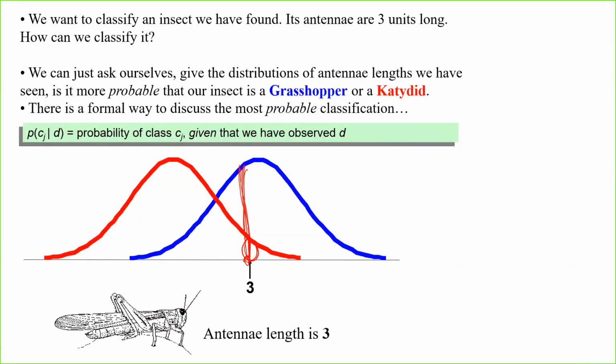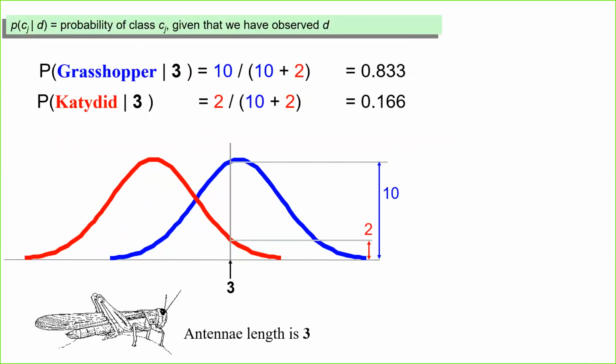Suppose the antenna length is somewhere here, then katydid, right? So this is the antenna length 3. According to the distribution, there are 2 katydids here with antenna length 3 and 10 grasshoppers with antenna length 3. So the probability of the grasshopper is 10 by 12, which is 0.8333, and the probability of the katydid is 2 by 12, which is 0.166. So which label should we assign in this case?